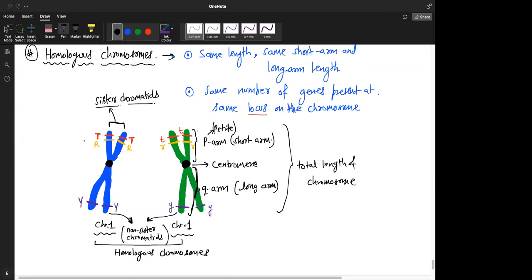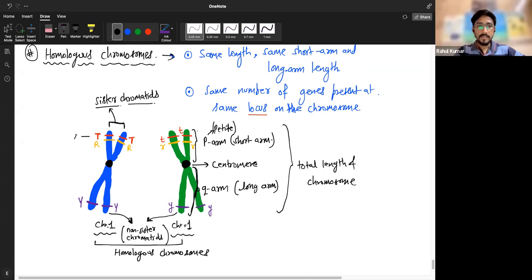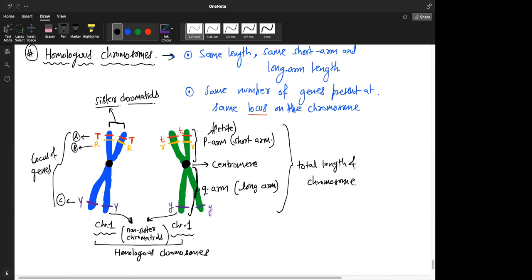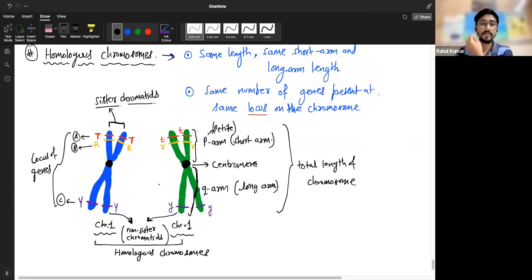So this is A, this is B, and this is C. These are the locus of genes, the position of the genes. Is it clear? Yes. So this is how genes are present on a chromosome between two homologous chromosomes. Is this clear? Yes, sir.